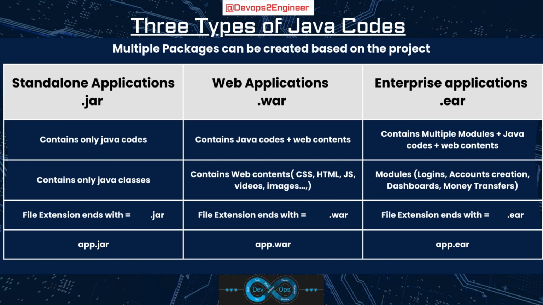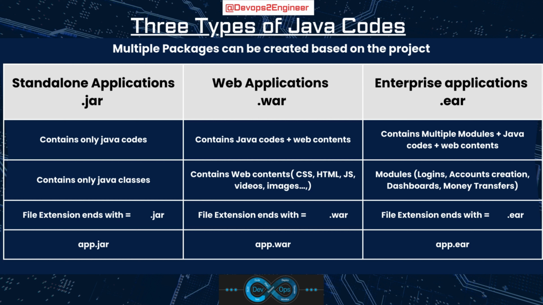Web applications contain both Java code and web content. The web content that it contains is CSS, HTML, and JavaScript, as well as videos and images. The file extension ends with .war, for example, app.war.